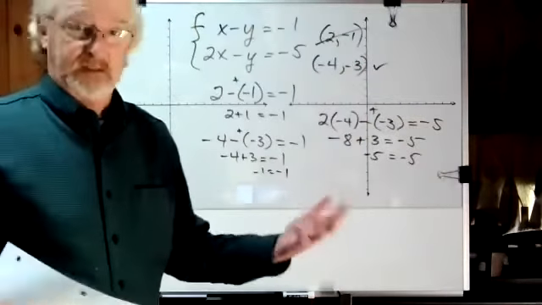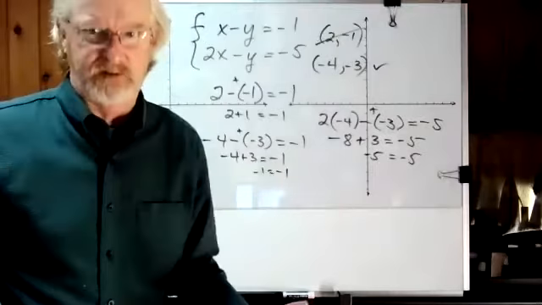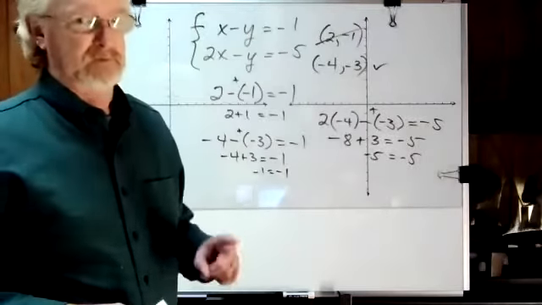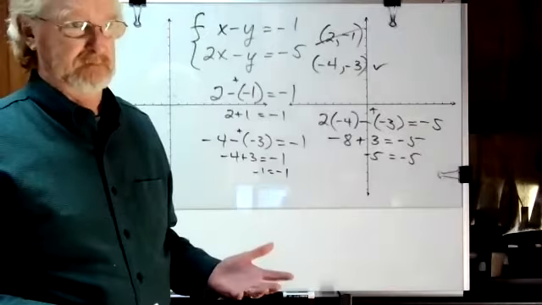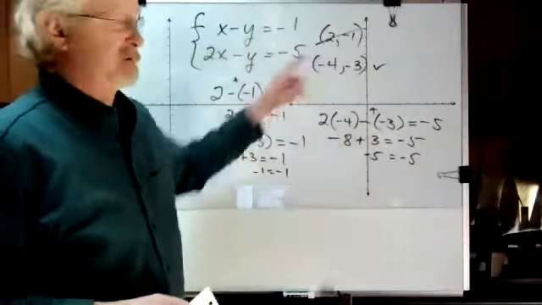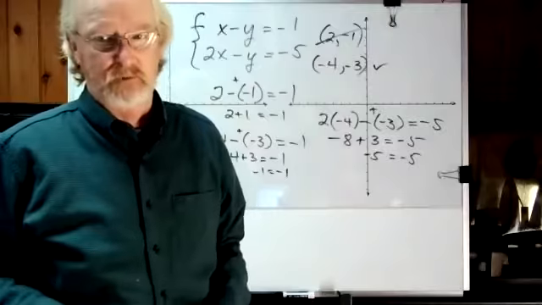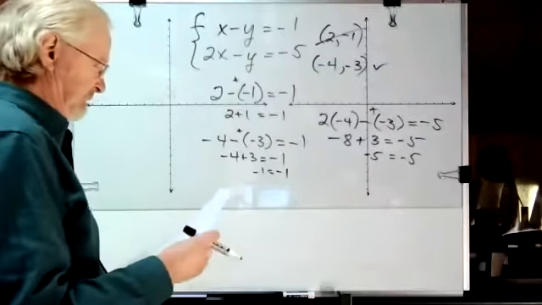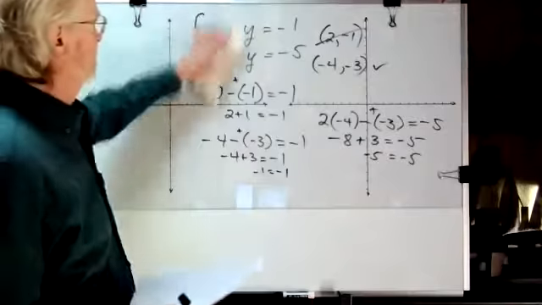Now, unless there's a real special situation, which we'll see eventually, there's only one point where two lines intersect. Right? They're straight. Once they cross, they're going off. So if you've got one solution, that's the solution. That's the one point that's going to make it true. All right. Let's just do it again, okay?